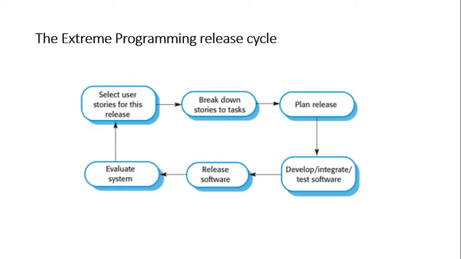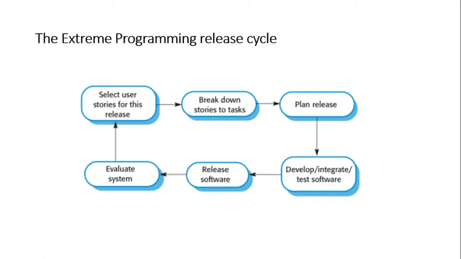Now what is the extreme programming release cycle? How does it work? The process. Now make one thing clear, we are using a term here as user stories. So what are user stories? User stories are nothing, they are the requirements. In SDLC we call them requirements, while in Agile we call them user stories. So one and the same thing only.